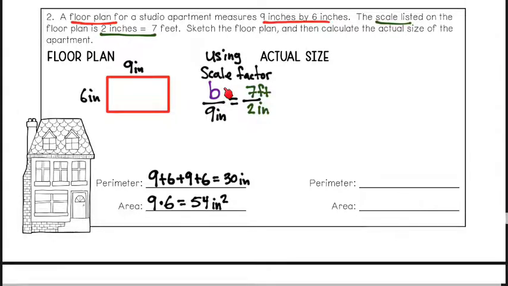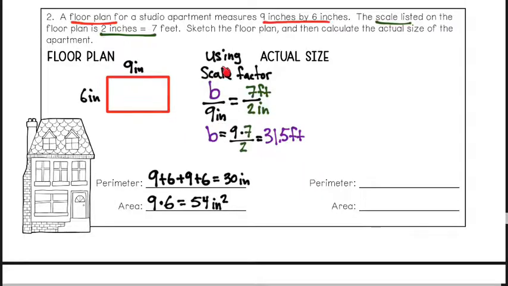Now, why is the variable on top instead of on bottom? Because last time it was on bottom. Well, if we look over here, we have feet and inches. This should be feet. Does that 9 have feet next to it? It doesn't. So that means that the 9 has to go on bottom because that's where inches go. I then cross multiply and divide, and I get 9 times 7 divided by 2, which is 31.5 feet.